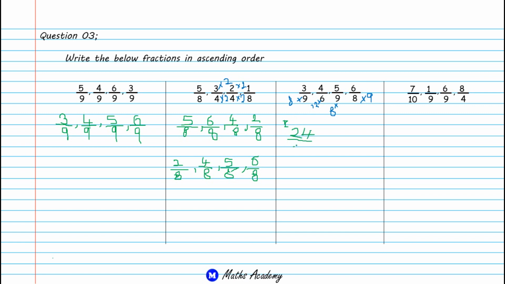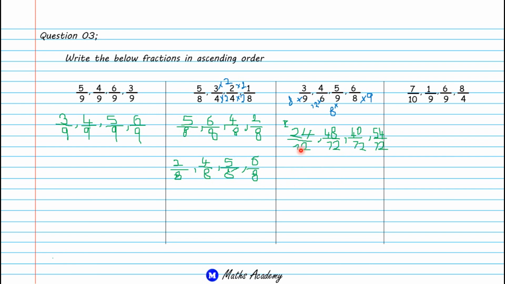24 over 72, and then 48 over 72, and then 40 over 72, and then 54 over 72. So now we have made the denominator equal, that is 72. So now we should figure out what will come as the first fraction and the next.